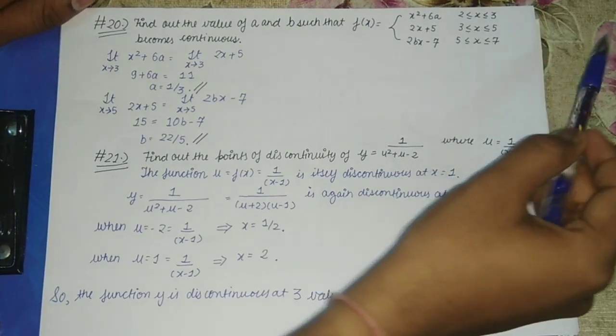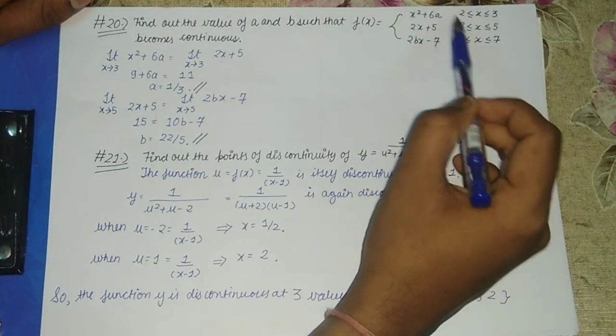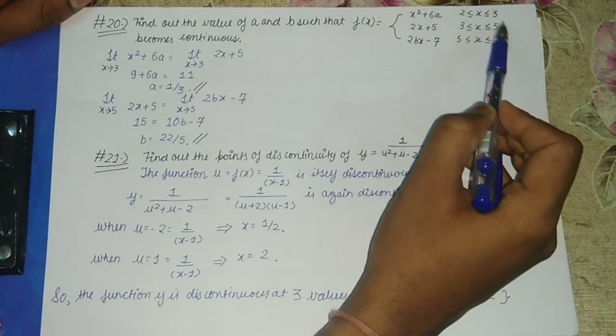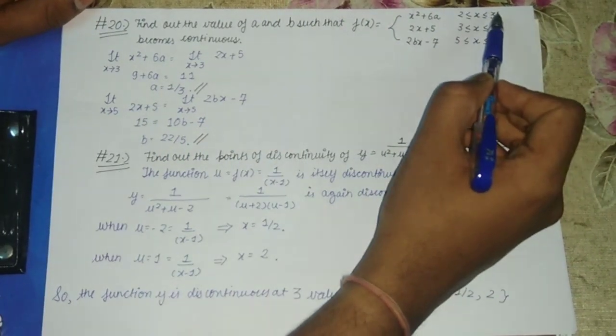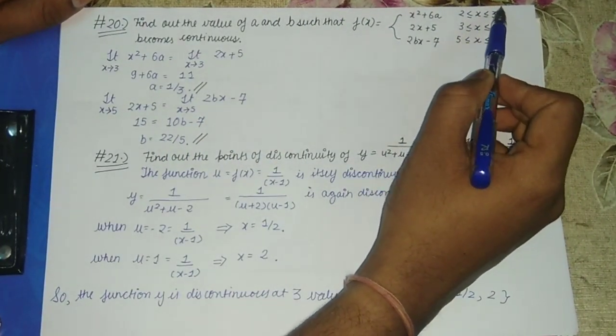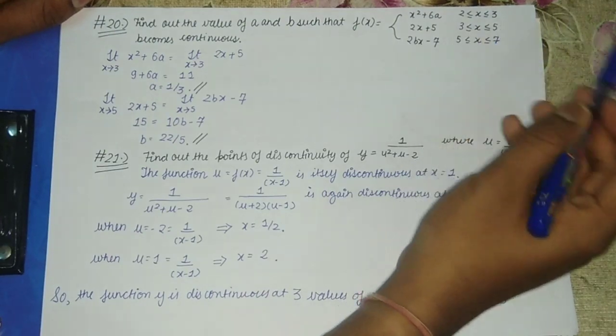Okay, so from this we can make out that the function changes when x equal to 3 and x equal to 5. So in order for the function to be continuous, we need to prove that the left hand limit at 3 is equal to the right hand limit at 3, and the left hand limit at 5 is equal to the right hand limit at 5.